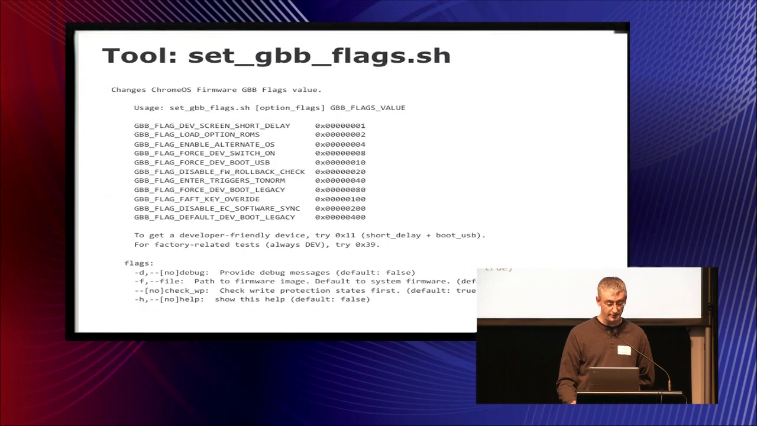To make this even easier for users, we have a script in the image called set_gbb_flags, and you just give it your new flags, and it does that set of processes of reading out, changing the flags, and writing it back out.